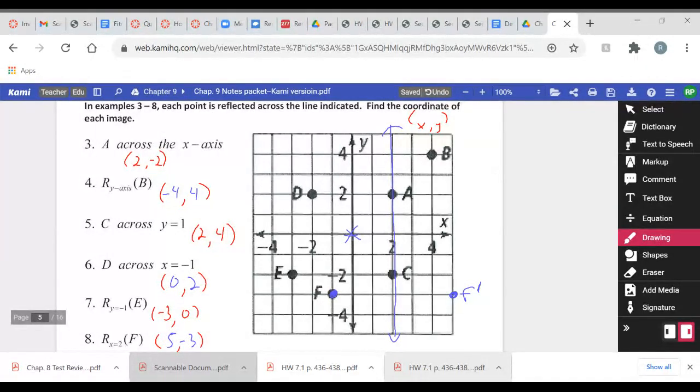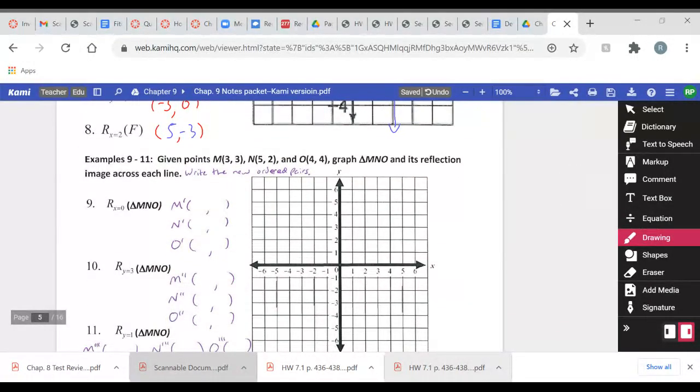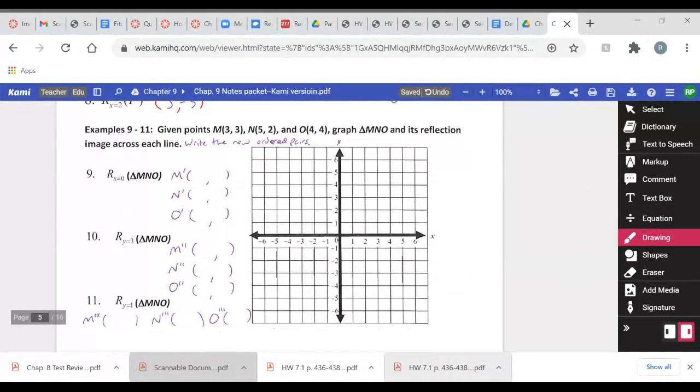Okay, one more problem. And here we go. It says given points, and we see the ordered coordinates for M, N, and O. Graph triangle MNO and its reflection image across each line. Write the new ordered pairs. So first step is to go ahead and graph the original triangle. So the original triangle, M is at 3, 3. N is at 5, 2. And O is at 4, 4.